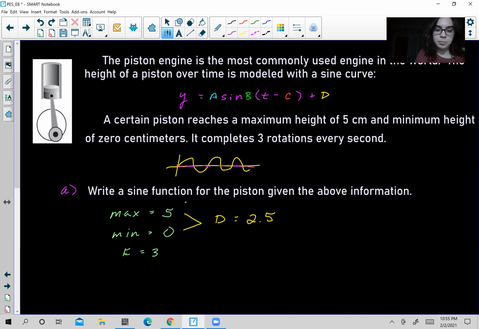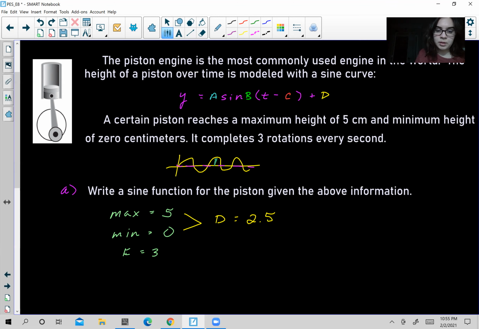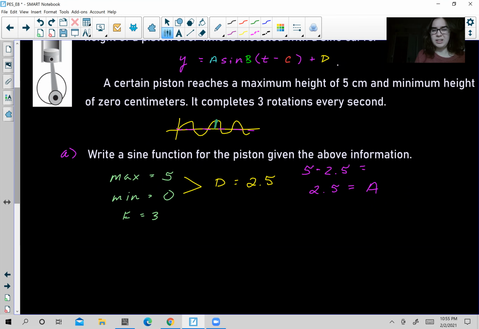So now that we found the number in the middle, we want to find the distance from that midline to the peak. And the way to do that would be 5 minus 2.5. So I just took the maximum because I think that's easiest, and that's going to be 2.5. So that has to be our amplitude. Okay, and then we found letter A. We still need to get letter B, and we found letter D, and there's not going to be any phase shift, so C is just going to be 0.